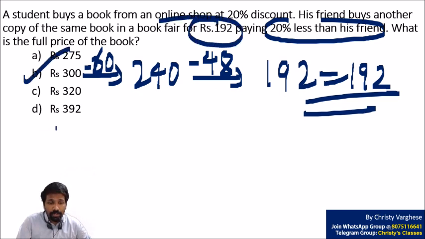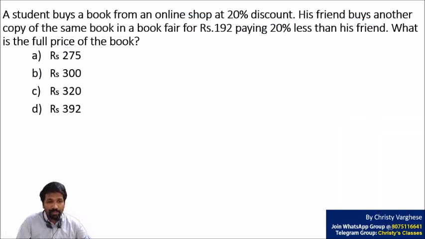This looks simple, but doing it multiple times is taking time. That is why I am saying taking example is the best method in these questions, because we don't know whether option A will be the answer, B will be the answer, C will be the answer, or D will be the answer. So I hope you understood that.